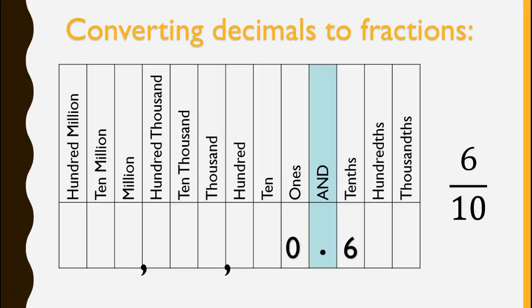6/10. Pretty awesome. Now you would simplify this because you could divide 2 out of the 6 and the 10 and you would end up with 3/5.